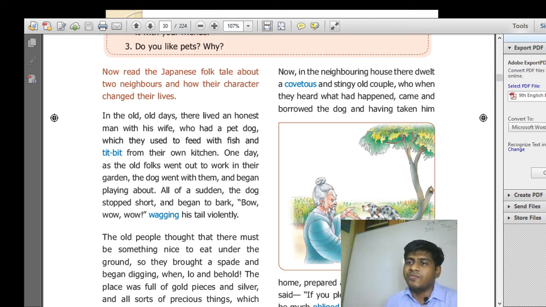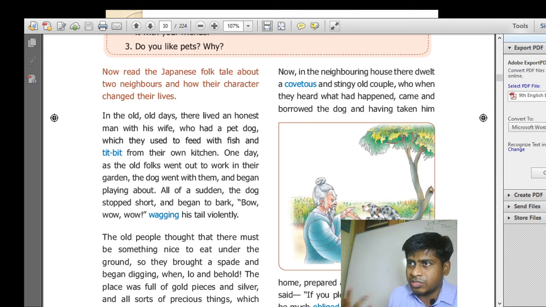Here it is. We saw the first couple, they are very generous, they give to the poor, and here they are stingy. Stingy means they are not even ready to spend the money, even for others. They are so selfish, they never give anything to others. That is stingy. And these neighbors are also an old couple, but they are not like this couple. Okay. And they heard what happened. We can't keep anything secret from the neighbors.